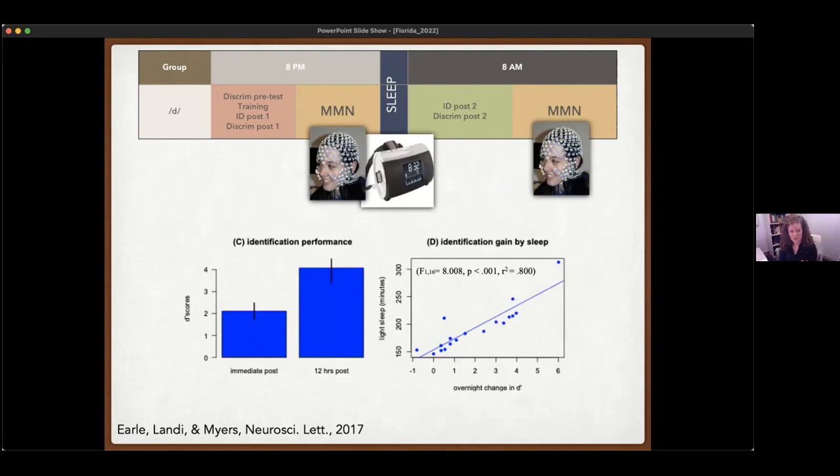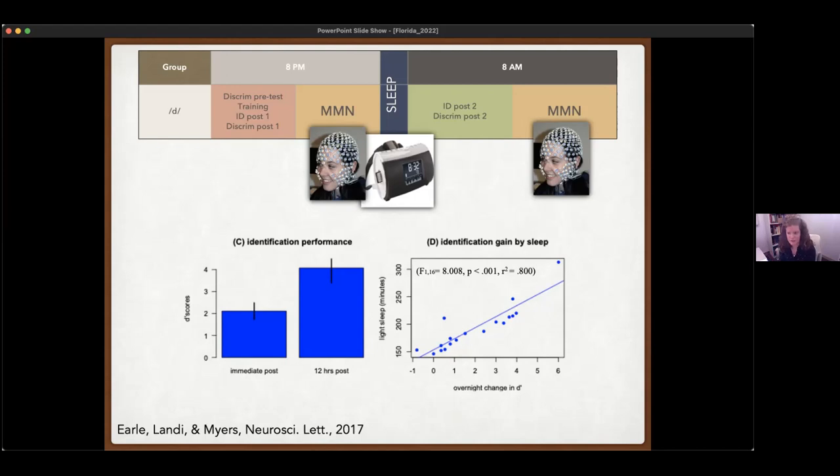Of interest, we found that there was a really good correlation between the number of minutes you spent in a phase of sleep called light sleep, that we expect to be related to the stabilization of perceptual skill, and how much better you did overnight. So not only were improvements related to sleep period, but the amount of time you spent in this particular phase of sleep seemed to affect your gains.